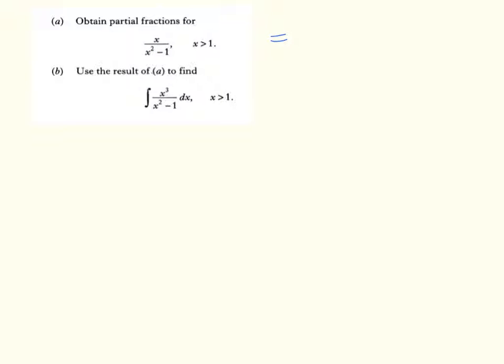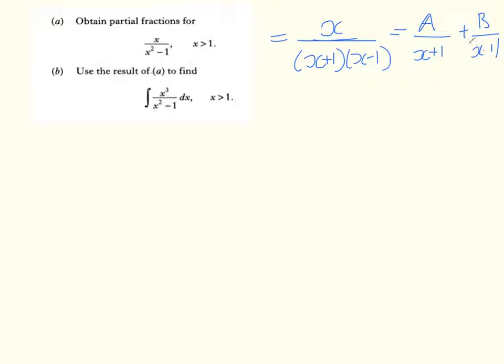So we're going to rewrite it as x over x plus 1 times x minus 1. And that's going to be a over x plus 1 and b over x minus 1. That means that a times x minus 1 plus b times x plus 1 must be equal to x.